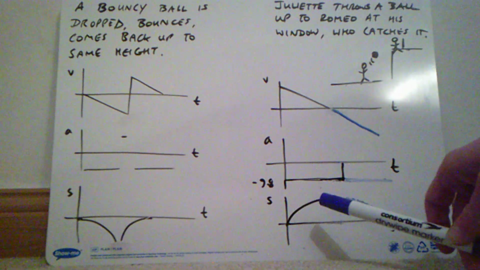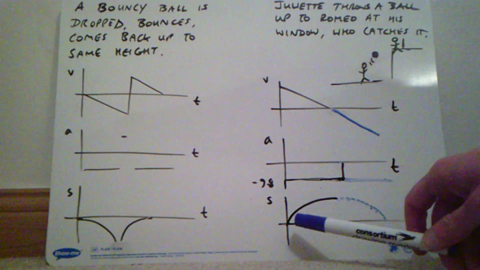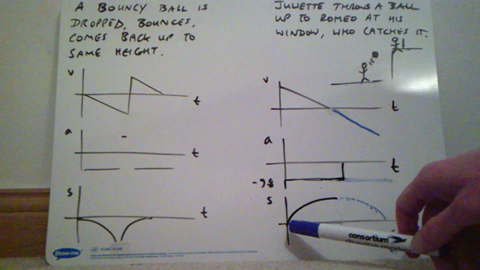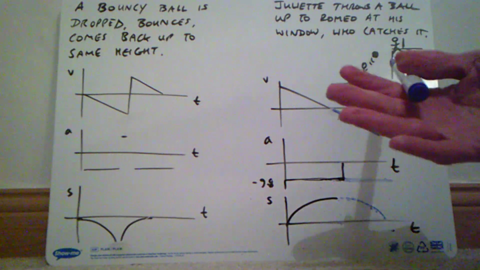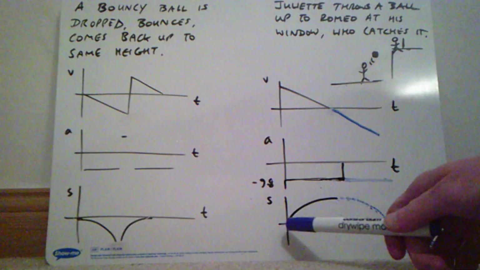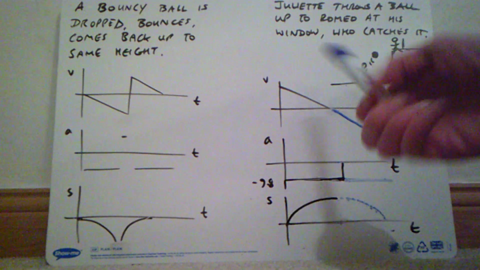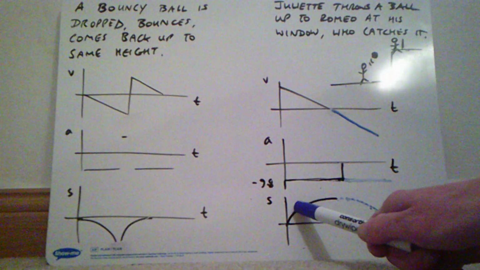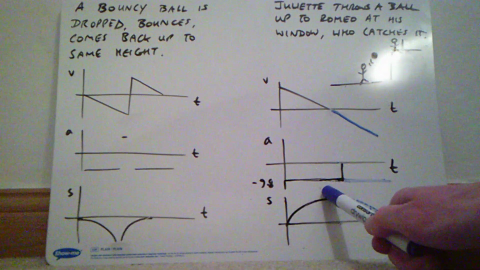So, displacement time graph. It's leaving her hand. If the hand is the origin, then it's leaving the hand at a big rate of knots to begin with, because it's going fast as it leaves the hand, but that big rate of knots slows down, and this is the top of the flight.